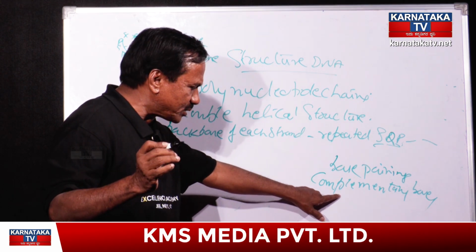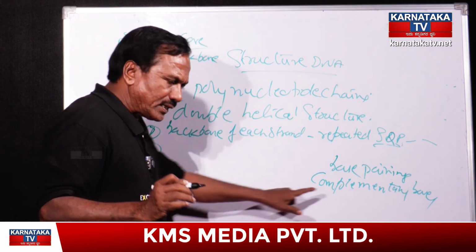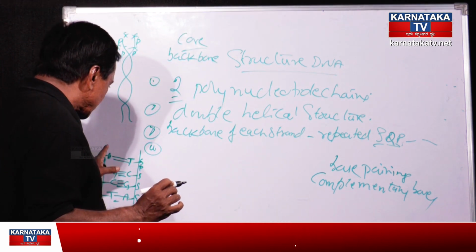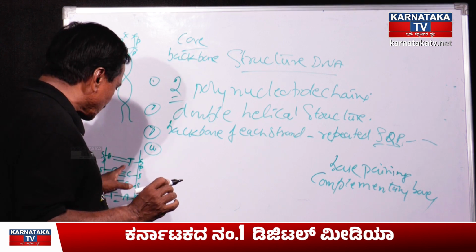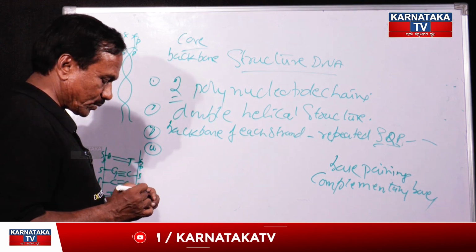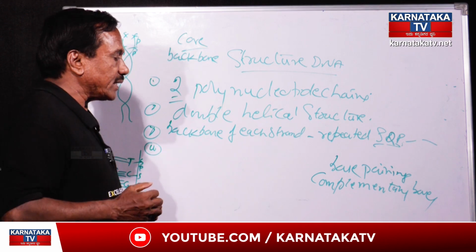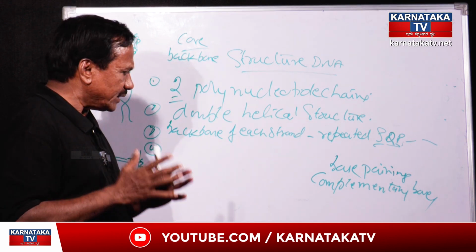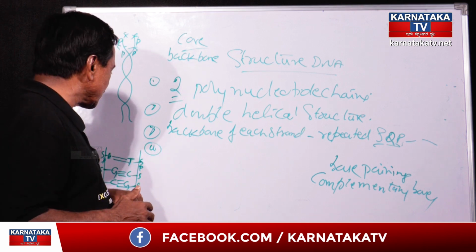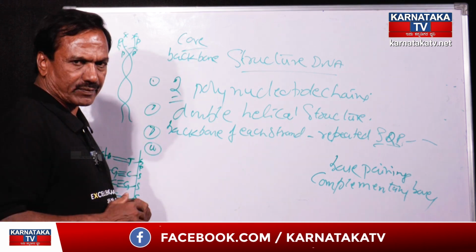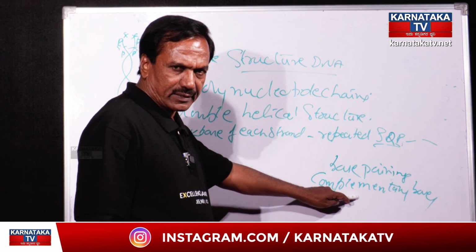So complementary base pairing is one in which the adenine is always paired with thymine, and this guanine is always paired with cytosine. So complementary base pairing is a specific base pairing in which the A is always paired with T and G is always paired with C, and vice versa. This is complementary base pairing.